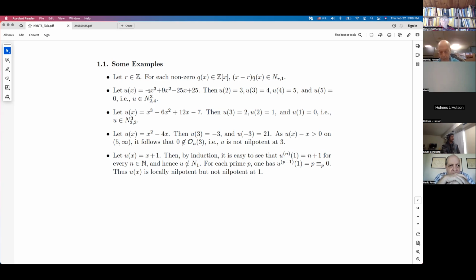You can consider this one, minus x cubed plus 9x squared minus 25x plus 25. So if u is defined this way and you start from 2, then one can check that 2 will go to 3, 3 will go to 4, 4 will go to 5, and then 5 will go to 0. So basically at the fourth step, we are getting 0. That means u is nilpotent at 2 of index 4, and this is of degree 3, which is obvious. Similar checking can be done on this polynomial, but in this case, you can start from 3.